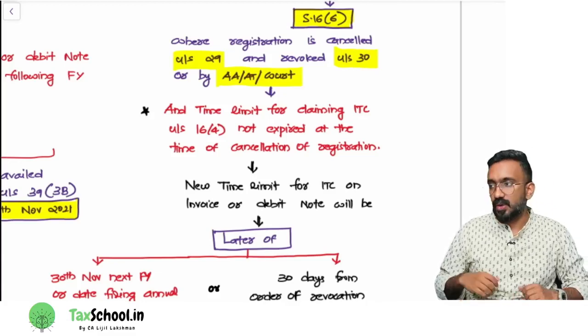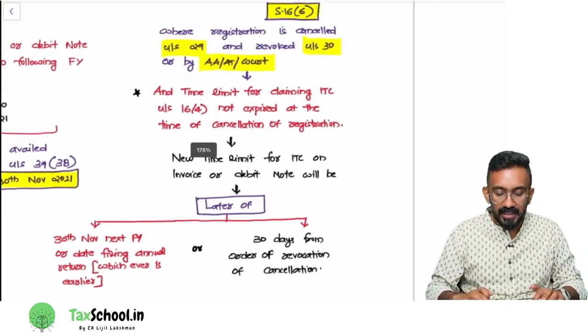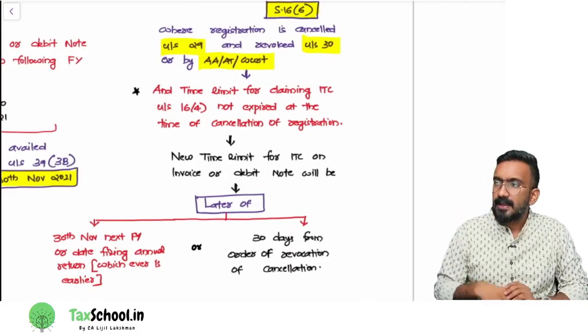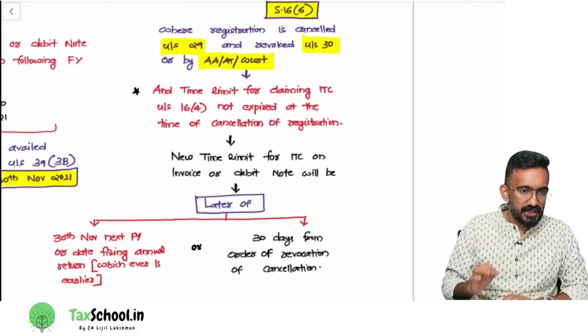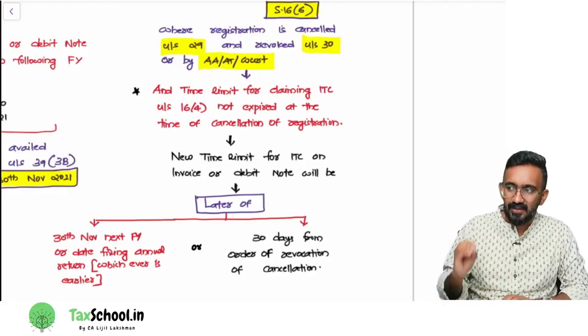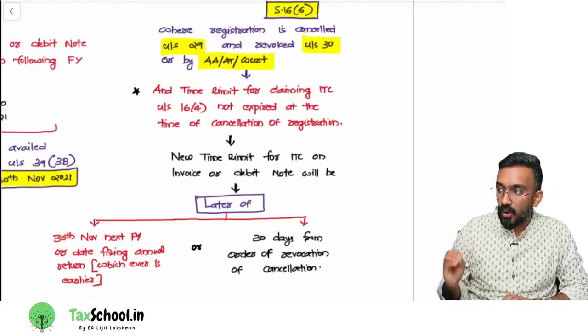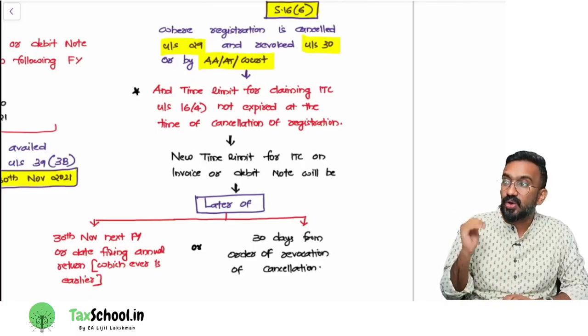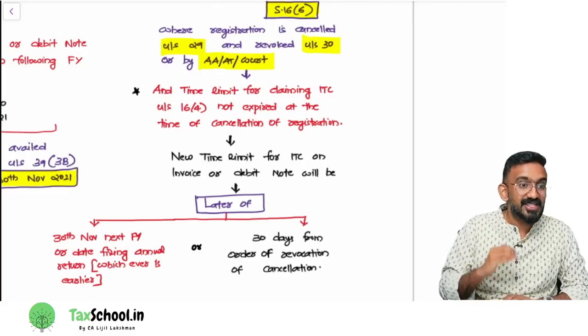In that case, what will be the new time limit? It will be the later of the normal time limit. What is the normal time limit? 30th November of the next financial year, or date of filing annual return, whichever is earlier, or you can do it within 30 days from the order of revocation of cancellation, whichever is later.